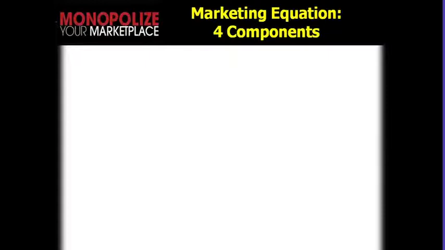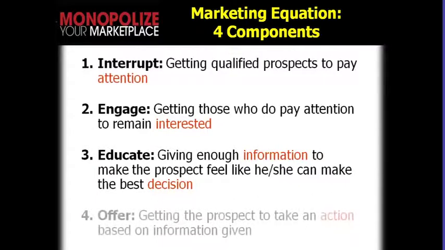Well, we're going to introduce to you what's called the marketing equation. There's four components, and I'll throw them up here on the screen. We'll go through these in detail here in just a minute. Number one, interrupt, getting qualified prospects to pay attention. I'm going to build a pretty strong case for you here that says throwing the happy, smiling, nice teeth people is not a very good way to get people to pay attention.